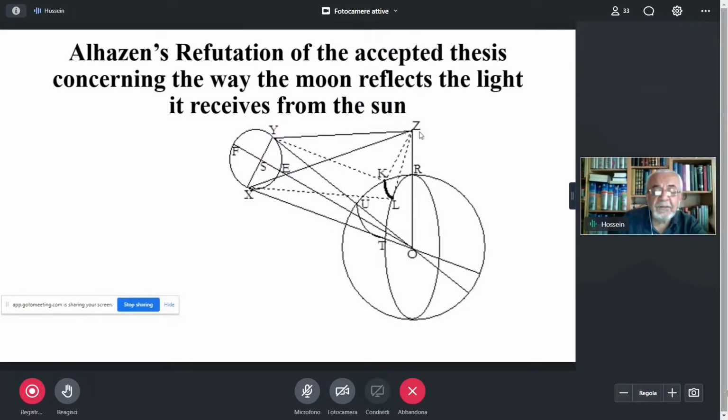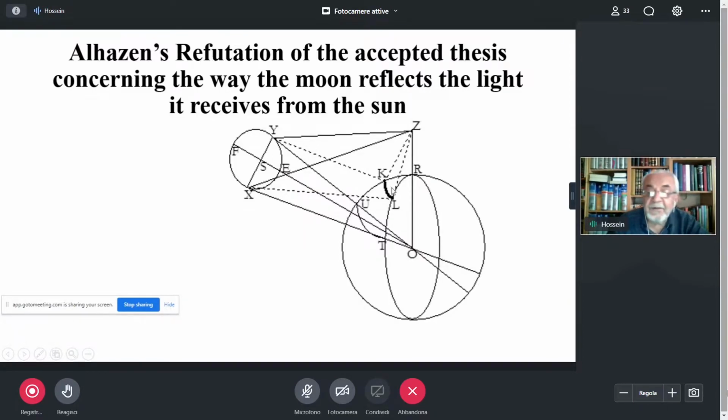Using the laws of the reflection of light, Ibn al-Haytham shows that if the moon was a spherical convex mirror, the part of the moon on which solar rays were reflected would have been very small and indeed even invisible. This arc KL gives the width of the part of the moon on which solar rays are reflected.